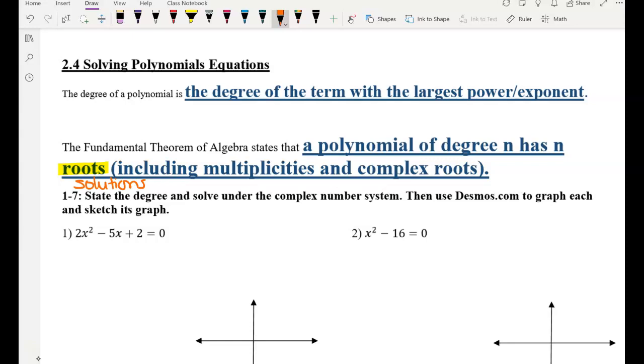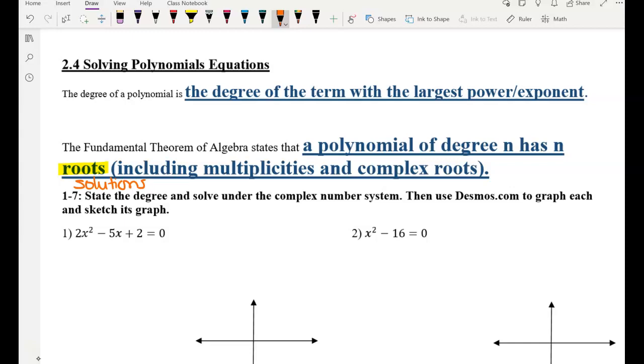Okay, so here we go. Examples 1 to 7 say, state the degree and solve under the complex number system. Complex number system, students, what is that? Is that just real numbers? No. Complex number system can also have what kind of answer? Imaginary, okay? So we are going to have imaginary and real all at the same time. Then it says, use decimals.com to graph each and sketch it here.